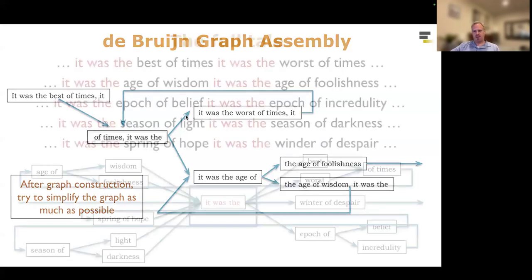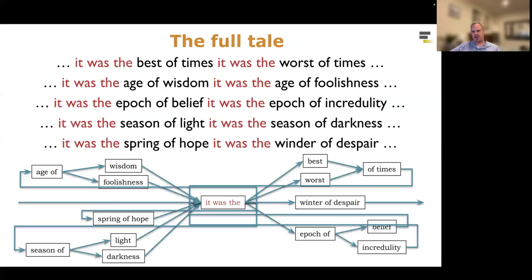Furthermore, if you look across the whole genome, across the whole book, because all the fragments are jumbled together, you can very quickly run into more complexity, where there could be many cycles and many potential paths through the graph that is constructed out of the short sequence fragments. So here, this construct of it was the is very common in Dickens' language. So it becomes one of these nodes where a lot of paths pass through it.